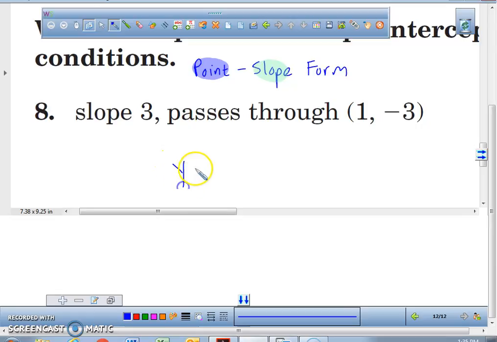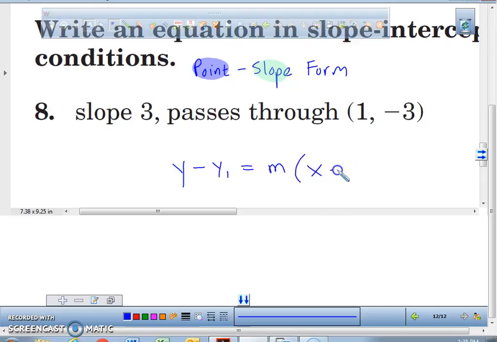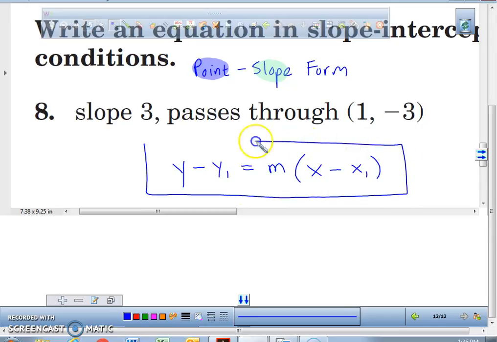You're going to say y minus your first y value equals m, which is your slope, times x minus your first x value. And this right here is the formula for point slope. Now, if you write that in your journal, you don't have to memorize it. You just have to know how to use it. Okay? Now, what I'm going to do next, I'm going to highlight where things go. All right? So if you have 3 different colors, that would be awesome.